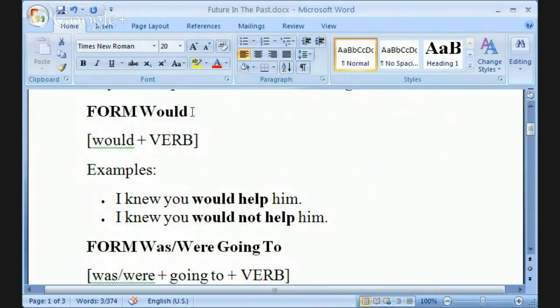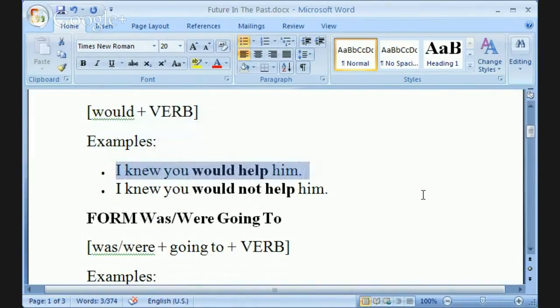First form with would, very simple, would and the verb, that's it. Example, I knew you would help him. Or the negative form, I knew you would not help him. Again, the negative is always after, in this case, would, which is being used as an auxiliary. It's helping another main verb. Help is what we call the main verb of the sentence. With the negative, as always, the negative not follows the first auxiliary.